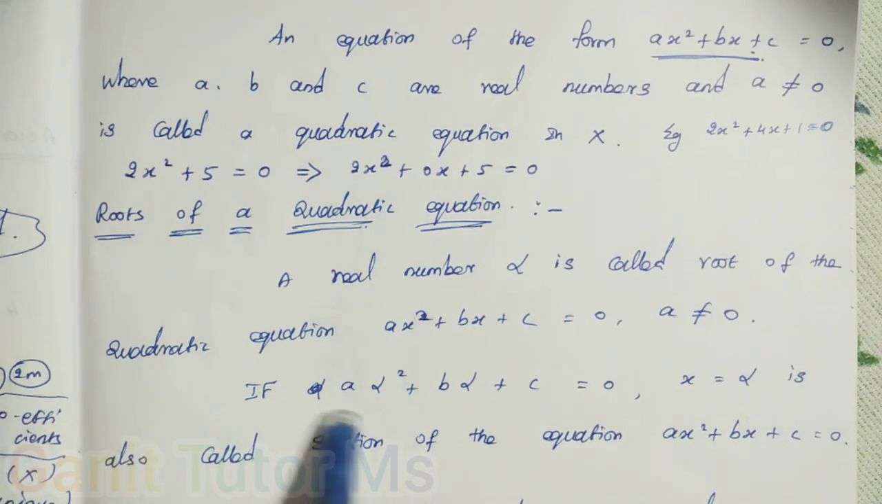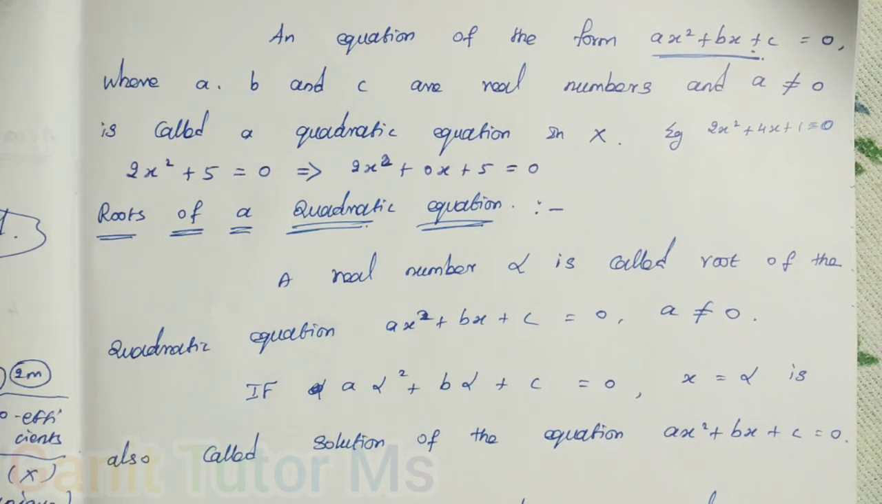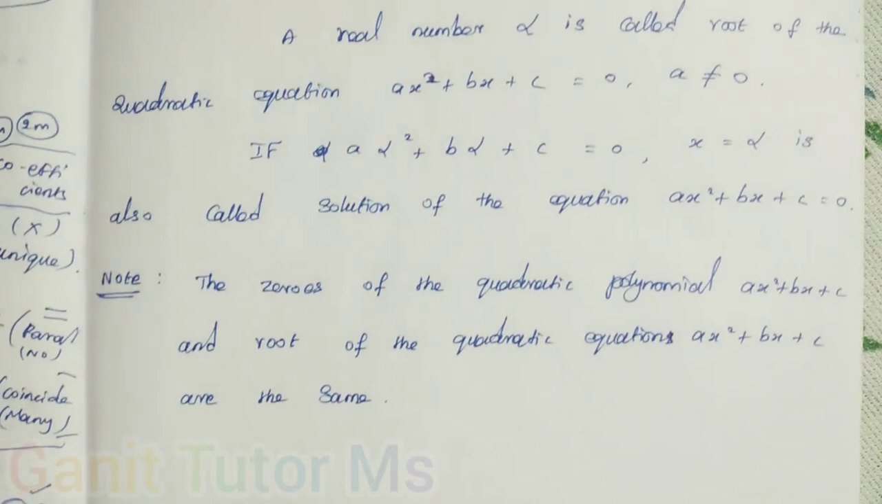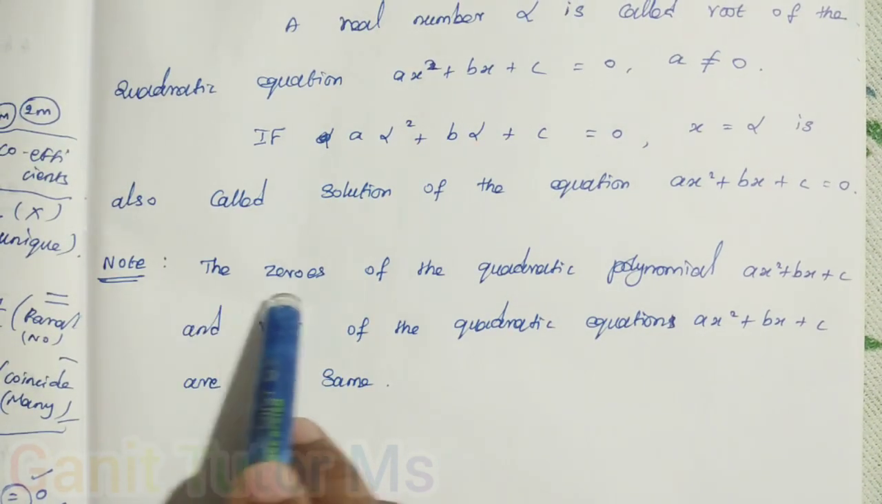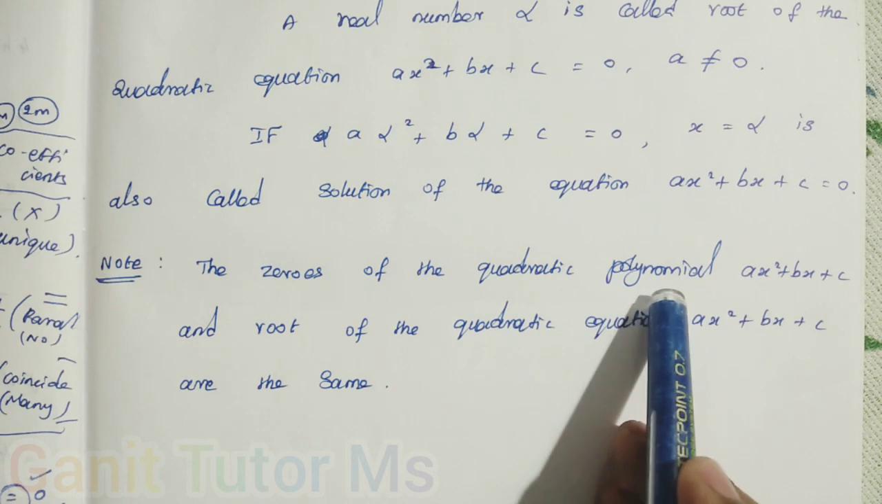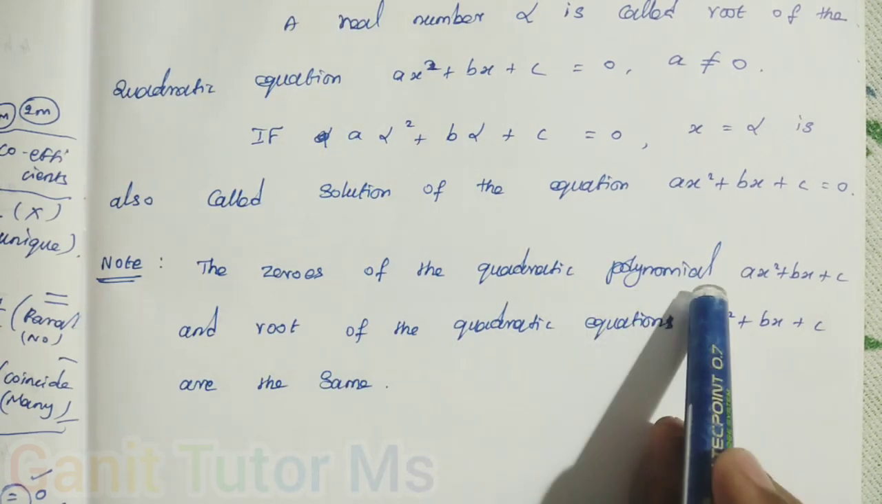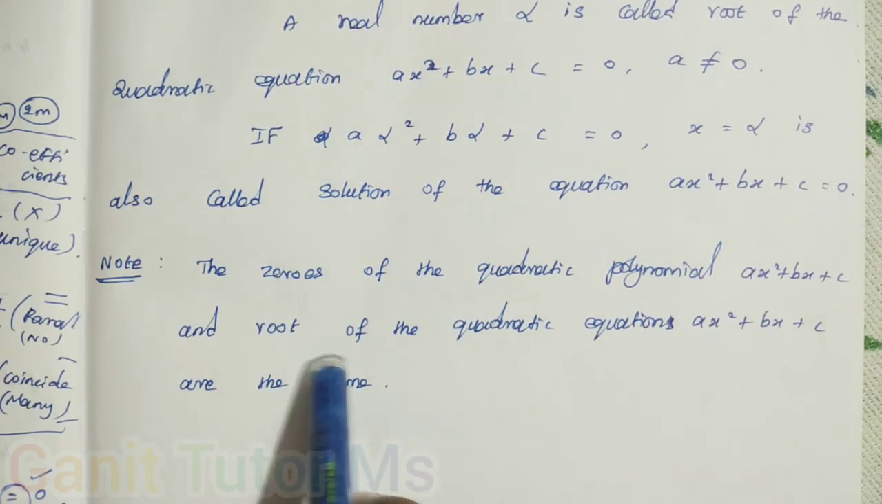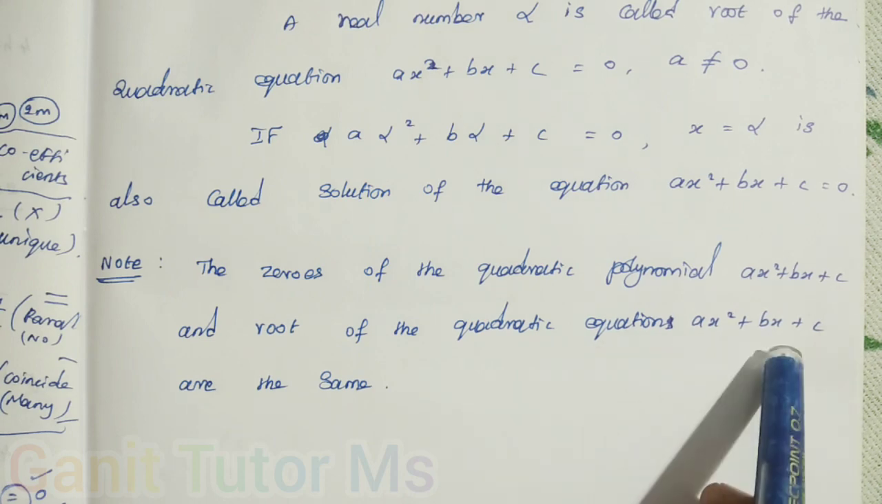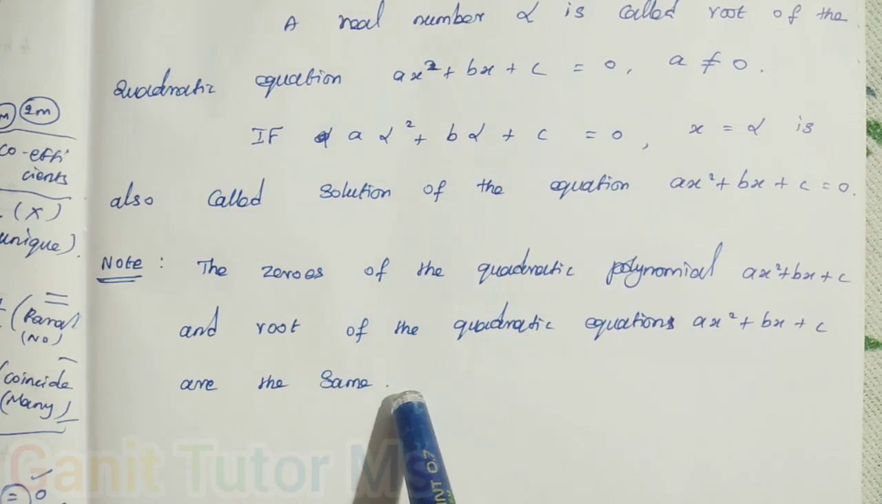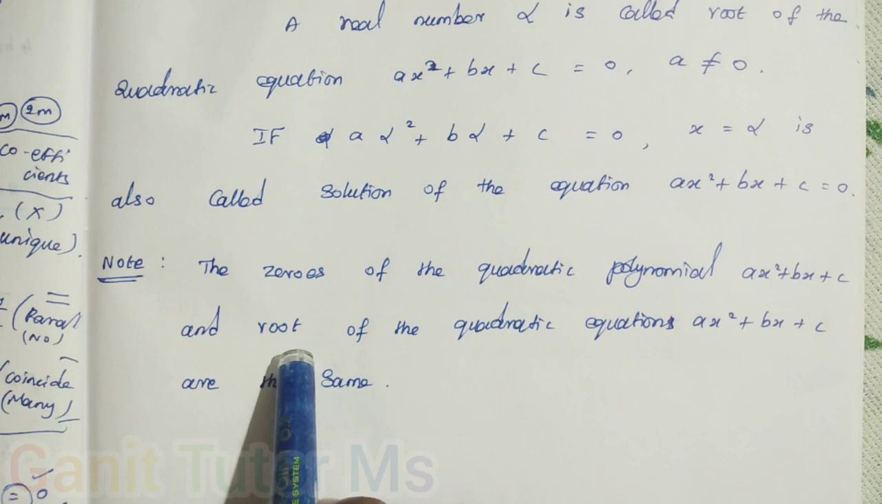And also the solution is called the zeros. Here I mentioned in a note: the zeros of a quadratic polynomial and the roots of the quadratic equation are the same. Clear? Roots and zeros are the same.